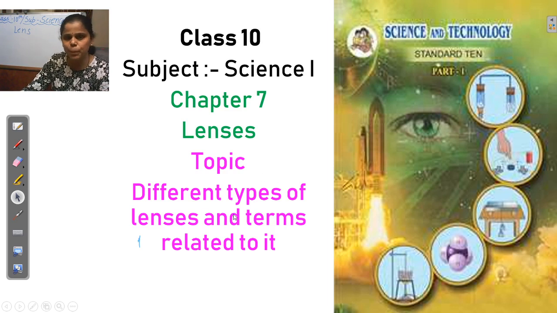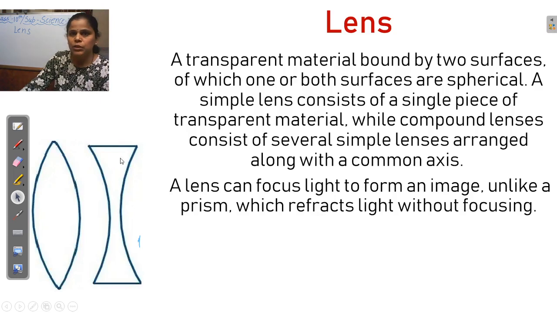And our today's topic is different types of lenses and the terms related to lens from chapter number 7, lenses. Let's move on to today's topic. So students, you know about the lenses because you see the uses of different types of lens in your day-to-day life. Lenses are used in spectacles, in a telescope, etc.